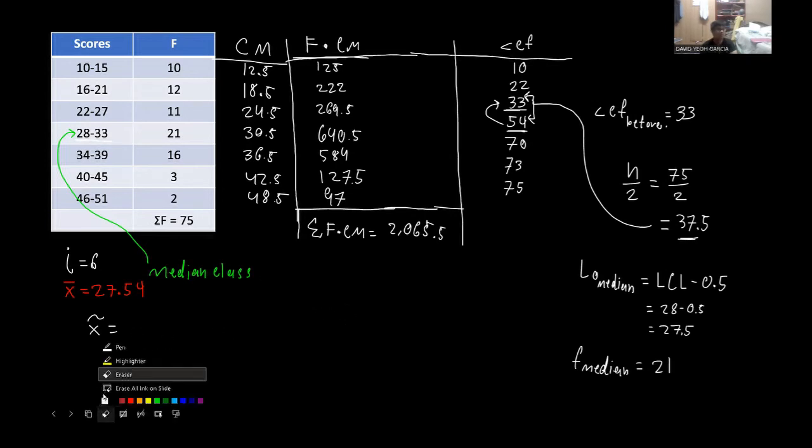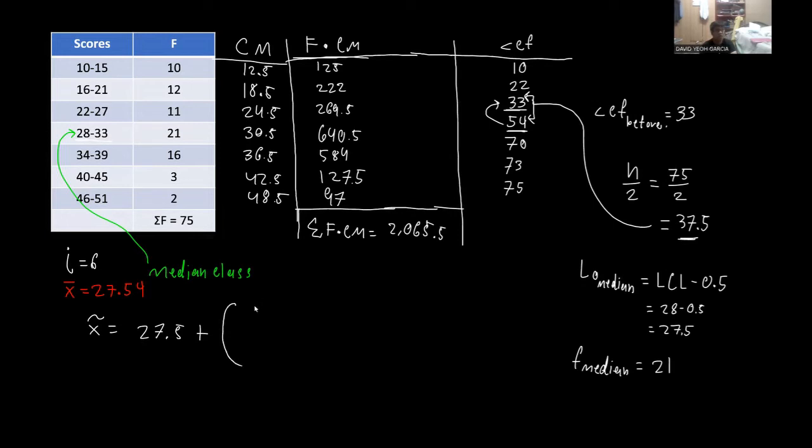That's it. So I substitute. The first thing here is the lower boundary of the median class, which is 27.5, plus n over 2, which is your 37.5, minus the less than cumulative frequency before the median, which is 33, all over the frequency of the median class, which is 21, times the class width, which is 6.